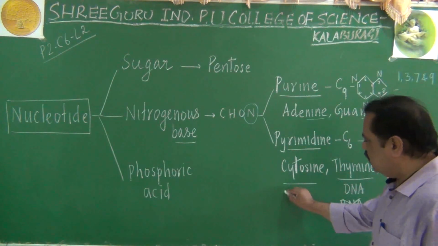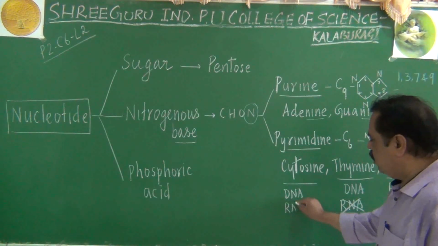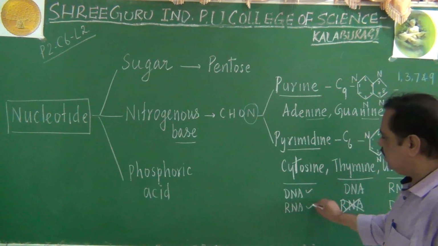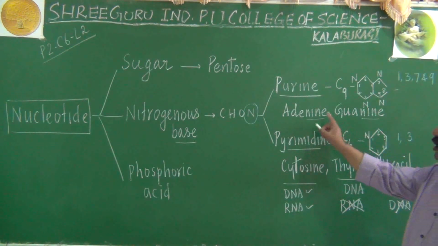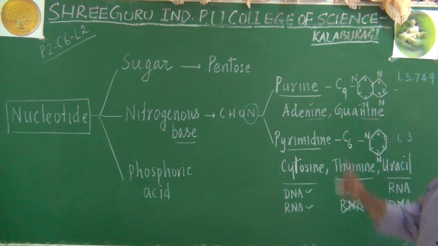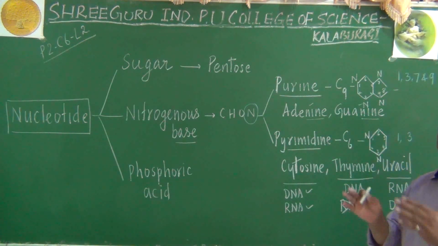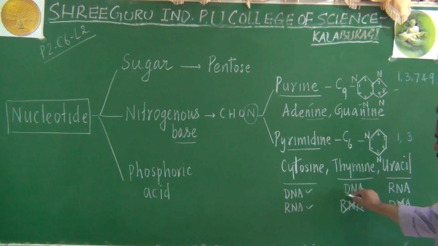Cytosine is present in both DNA and RNA. Remember, both types of nucleic acids can have cytosine in them. Similarly, both types of nucleic acids can have adenine and guanine also. There is no difference with reference to adenine and guanine. But thymine can be found only in DNA. Uracil can be found only in RNA.